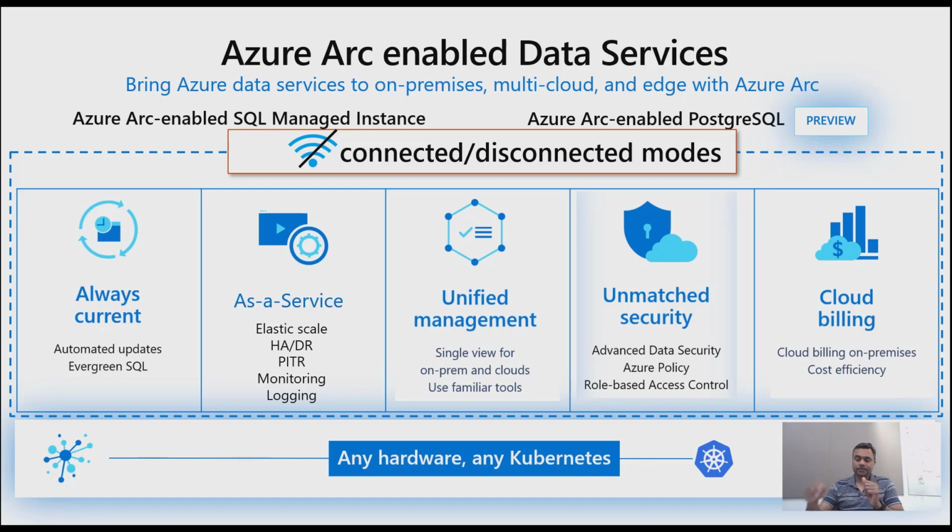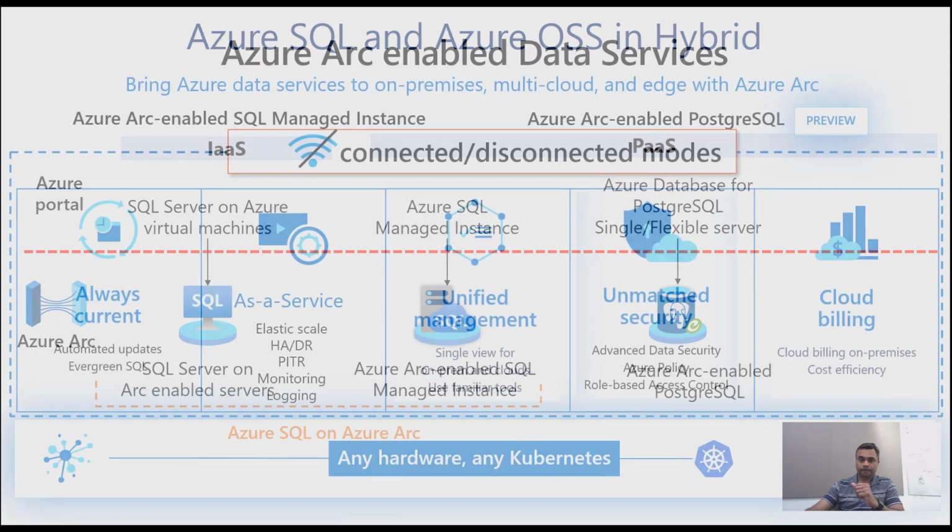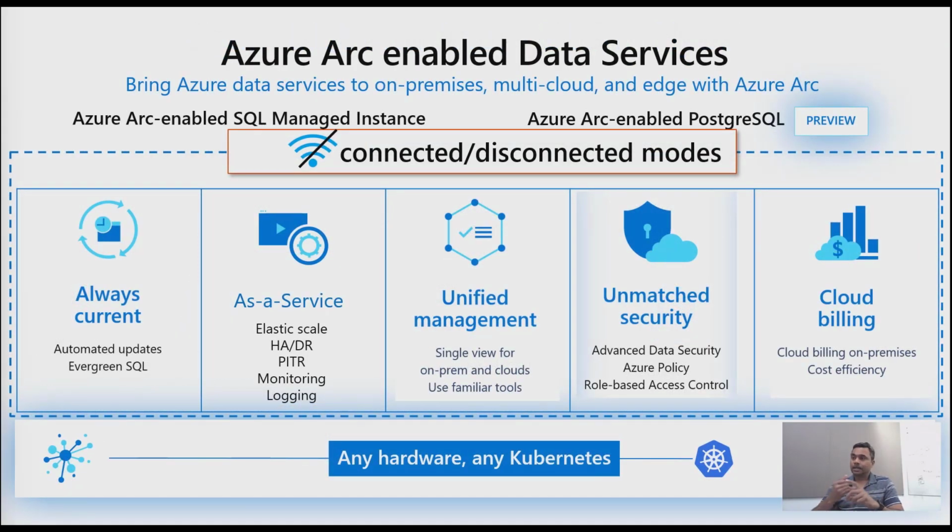Then you have the as a service capabilities, such as elasticity, meaning you can deploy in seconds, you can scale up or scale down with a single command. You have built-in high availability. You have built-in backup service, which will allow you to do point-in-time restores. You have built-in monitoring, built-in logging, etc. You can also configure additional Azure services, such as Azure Defender or Azure RBAC, Azure Policies, etc. on these resources that are running outside of Azure.